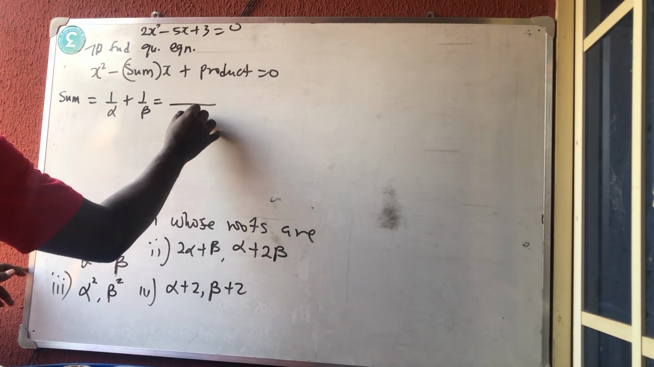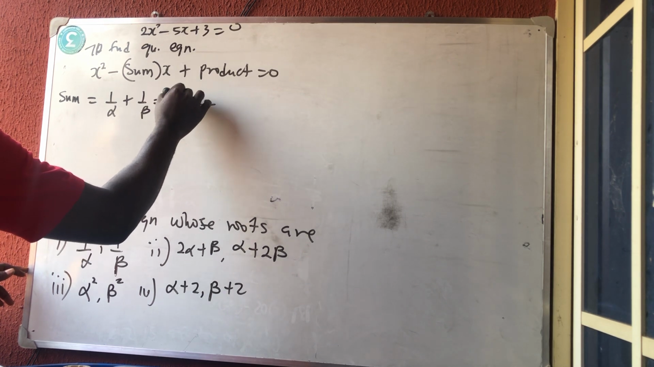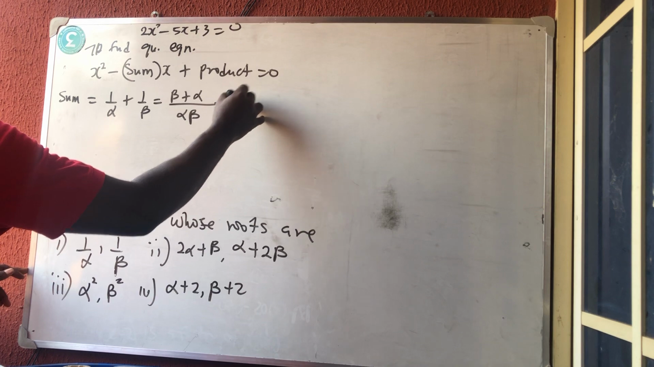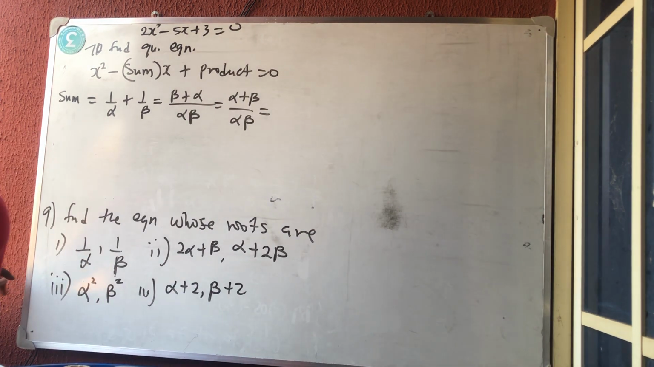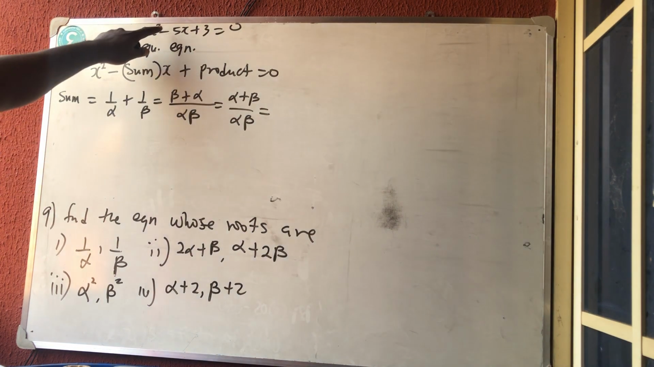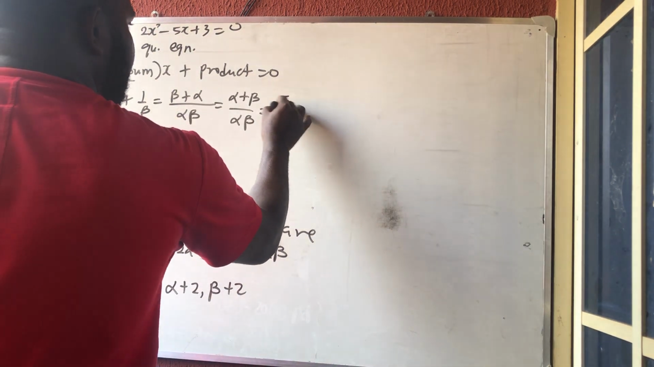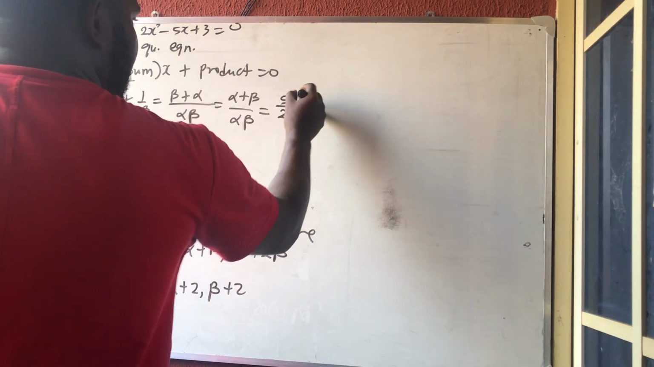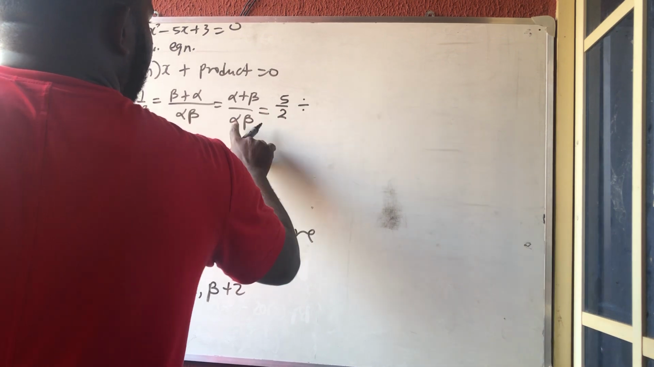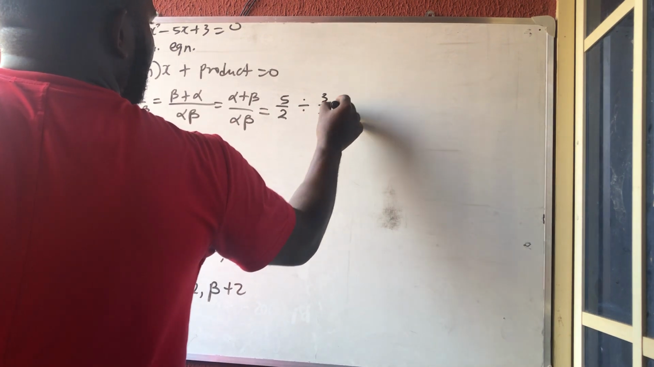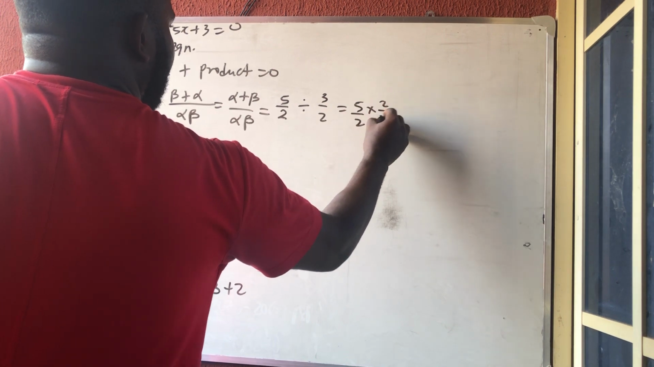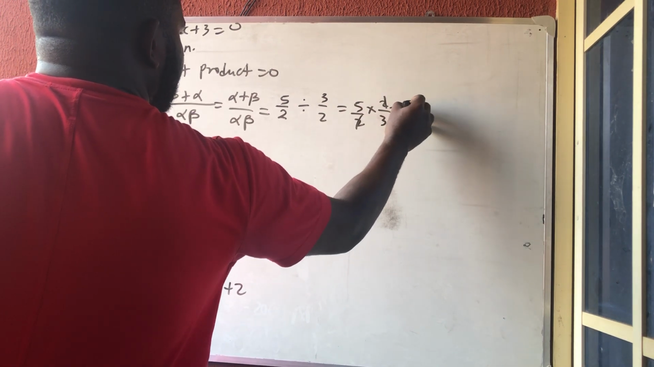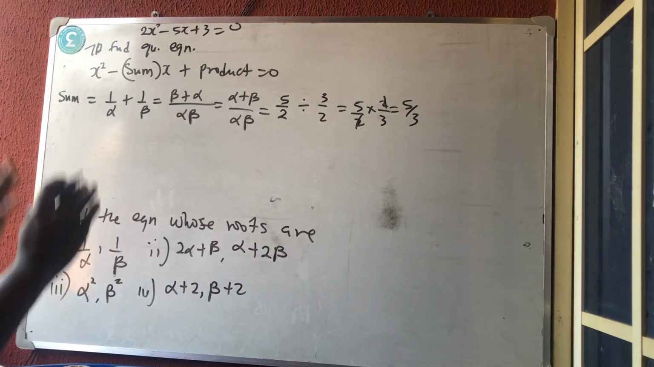LCM is alpha beta. I'm having beta plus alpha, which is written as alpha plus beta all over alpha beta. But we know what alpha plus beta is from here, which is 5 over 2, divided by alpha beta, which gave us 3 over 2. That is 5 over 2 times 2 over 3. This can cancel this. I'm having 5 over 3. I have gotten the sum.